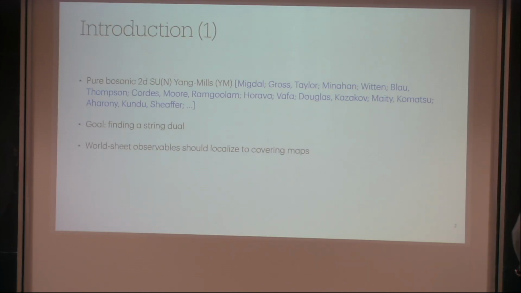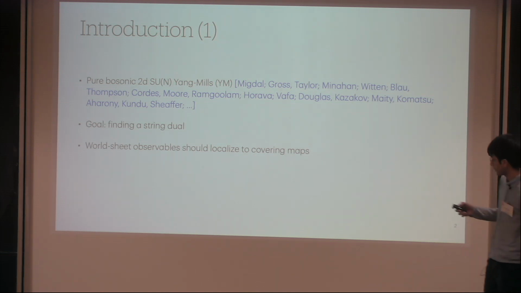We want to understand the gauge-string correspondence from the worldsheet. One possible strategy is to start with low-dimensional examples. As we just heard in the previous talk, one nice example is pure bosonic 2D Yang-Mills, because there is an exact expression for the partition function. Gross and Taylor showed that the partition function, in the large N expansion, is a sum over covering maps. So the goal is to find the worldsheet description of these 2D Yang-Mills theories.